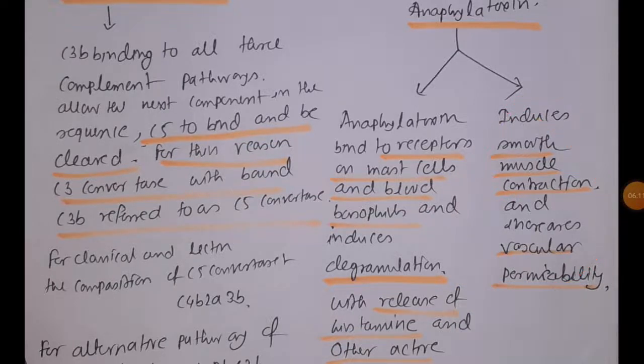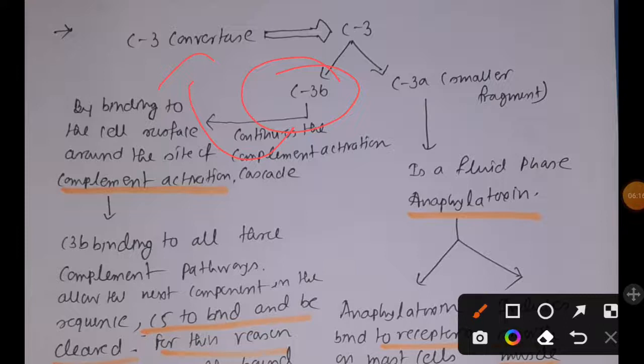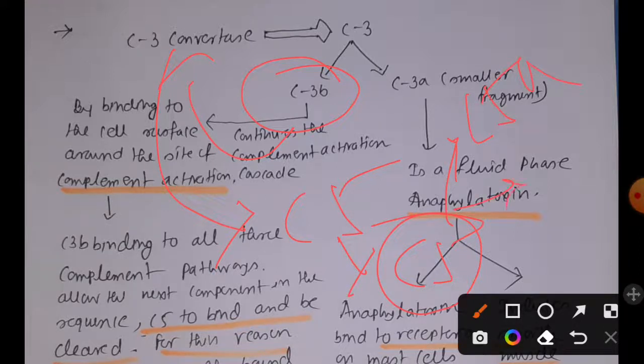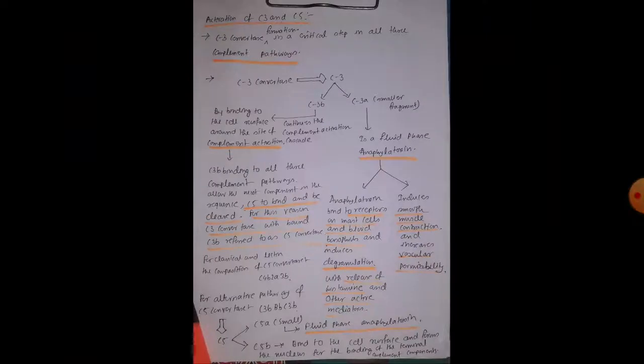So that is all about C3a, and this C3b will bind with the C3 convertase and convert it into C5 convertase. Now this C5 convertase will break the C5 complement protein into C5a and C5b. C5a will act as an anaphylatoxin and C5b will form the nucleus for the binding of the terminal complement components. I hope this video will be helpful for you in understanding the activation of C3 and C5.